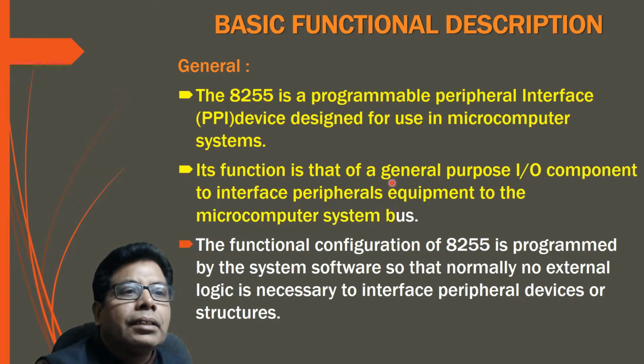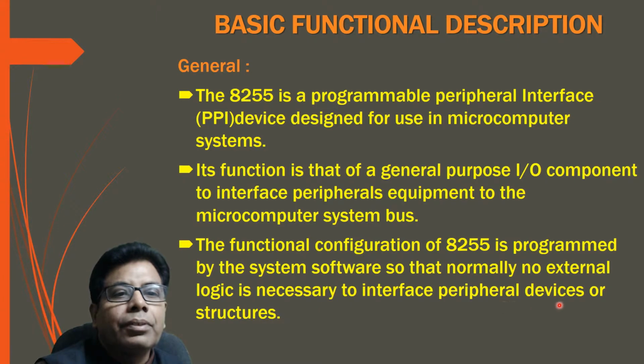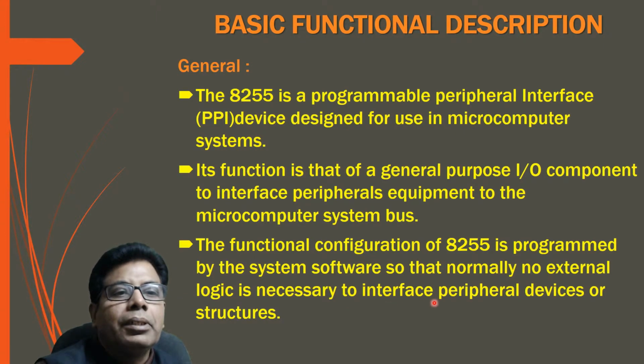Its function is that of a general purpose I/O component to interface peripheral equipment to the microcomputer system bus. So that is the main purpose or function of the IC. The functional configuration of 8255 is programmed by system software so that normally no external logic is necessary to interface peripheral devices or structures. So when we are interfacing peripheral devices such as keyboard, display or LED, no other external logic is necessary.